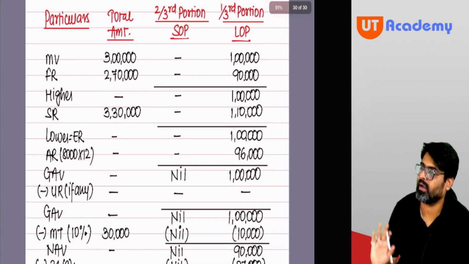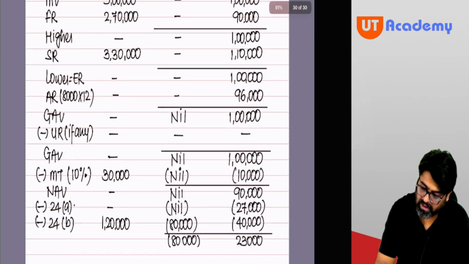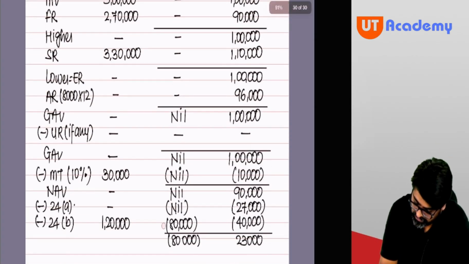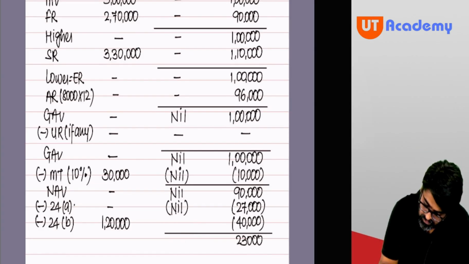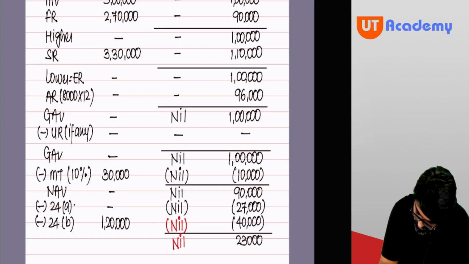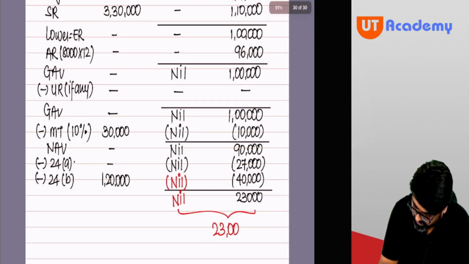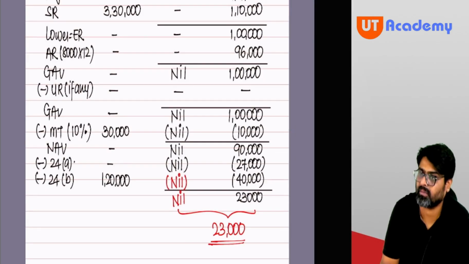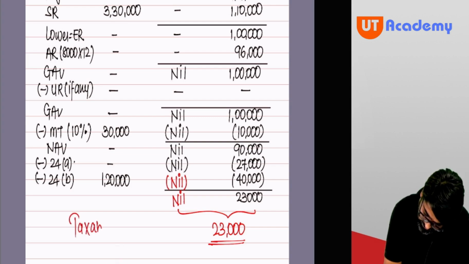Is it going to affect my let out portion? Let out portion will remain the same, no change. But only the self-occupied portion, this 80,000 interest which you are claiming will not be allowed. So what will be the final income here? Nil plus 23,000. It will be 23,000. Now it will be taxable income under the head house property, not a loss.